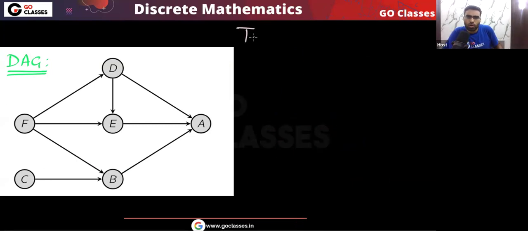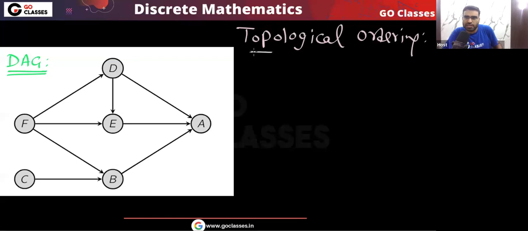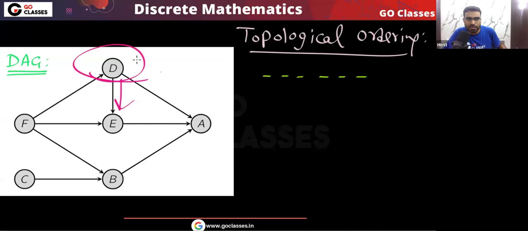Now I want to create a topological ordering. And remember, topological ordering is a linear ordering of elements. So I need to put all these elements in a linear order. Total 6 elements are there. I want to get a linear order. And the condition, remember, is like this: if there is an edge from D to E, then D must come before E. If there is an edge from F to D, then F should come before D.